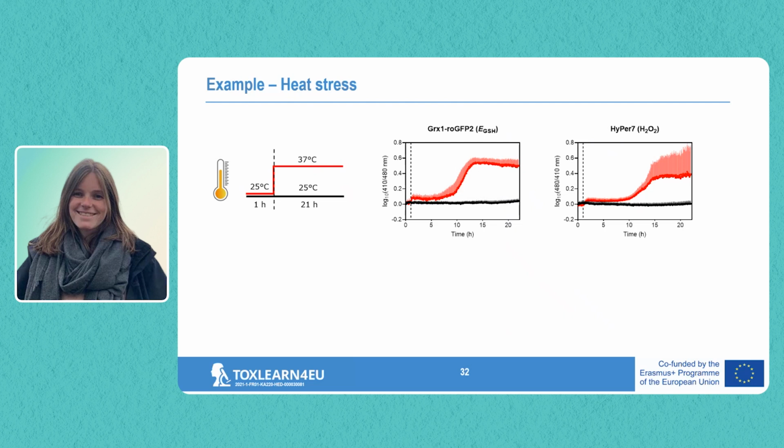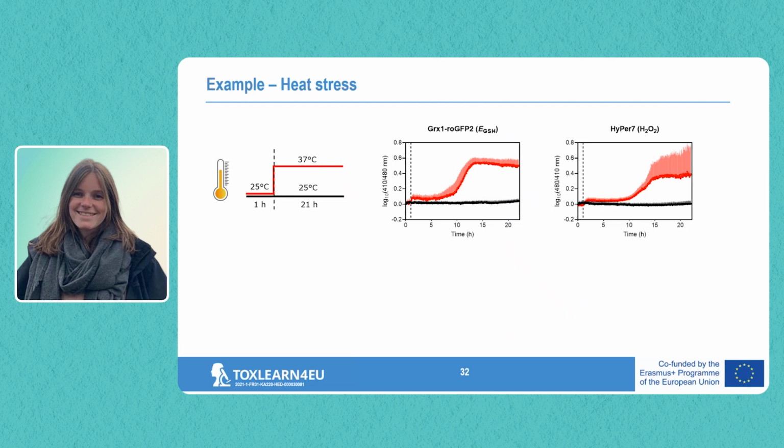Here you can see the response of the GRX1-roGFP2 sensor for the glutathione redox potential. The first hour for the baseline is in front of this dashed line, and you can see not much is happening. My control plants don't show any change in fluorescence. But my heat stress exposed plants first show a small oxidation of the sensor, and then around 6 or 7 hours into the experiment, they get fully oxidized. So you really see that the heat stress very strongly oxidizes the glutathione in the plant cells.